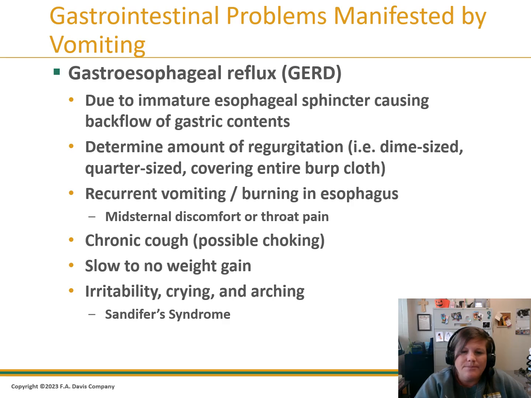The amount of regurgitation is typically referred to by what would be a visual that's easy to compare it to, like dime-sized, quarter-size. Does it actually fill up a burp cloth? Like, that's important to know. It's typically recurring, so we'll see it happen routinely, and sometimes it's an intolerance to what they're being fed. So it might be the formula that they're receiving is not broken down enough, and we need something else instead that's going to be easier for them to digest. It could be that it's too thin.